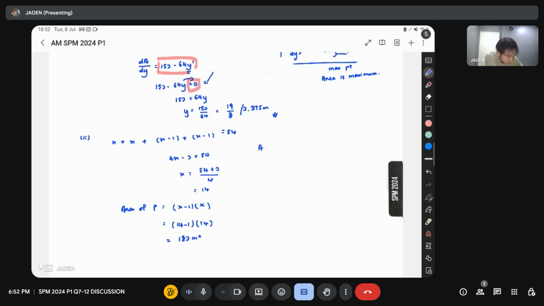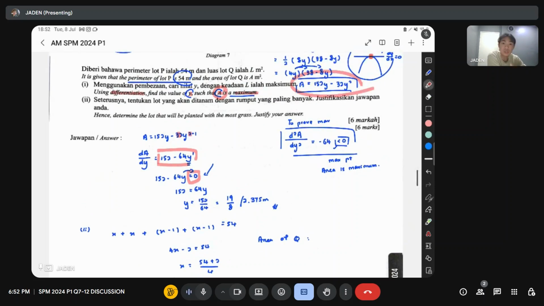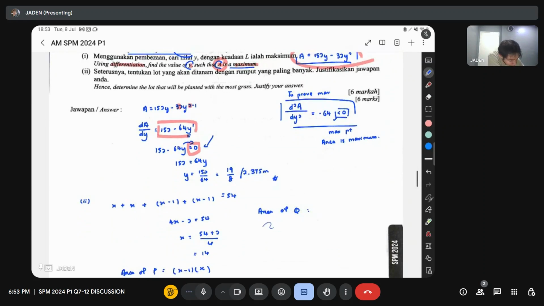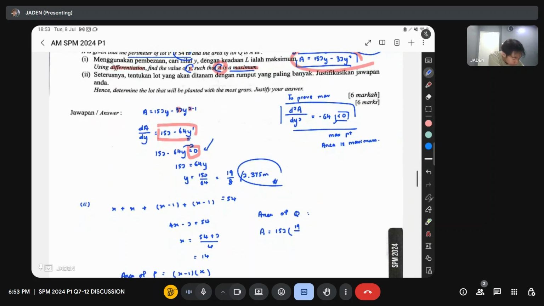Now let's focus on area of Q. Okay, area of Q, right? You will use this equation because this is the original equation that we used, sorry, not this, this one. Okay, this one, 152y minus 32y squared. That is the area equation for Q. So area equals 152 times the y value you found already, 2.375, minus 32 times 2.375 squared. I'm sure you're going to get an answer, 180.5 meters squared.